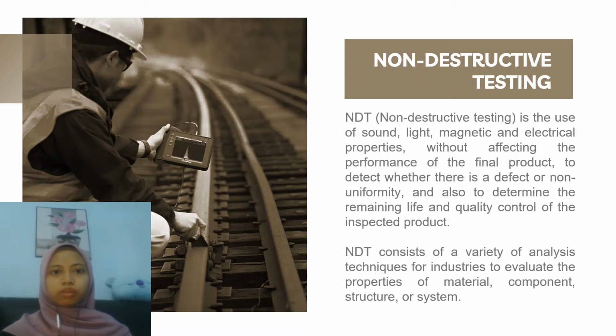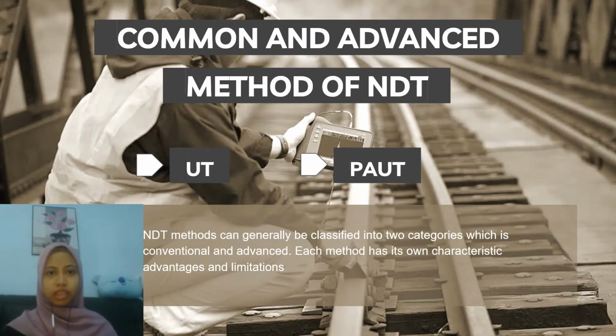of the inspected product. NDT consists of a variety of analysis techniques for industries to evaluate the properties of materials, components, structures, or systems. NDT methods can generally be classified into two categories, which are conventional and advanced. Each method has its own characteristics, advantages, and limitations. Our group has chosen ultrasonic testing, UT, for the common method, and phased array ultrasonic testing, PAUT, for the advanced method.